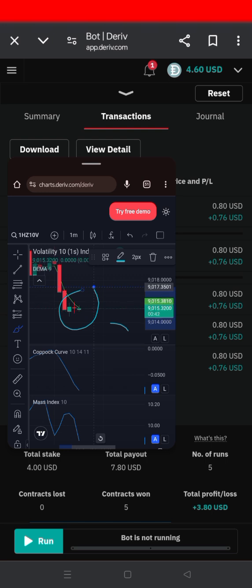You can see how it's behaving. If it goes down, we run our bot. If it goes up, we can just avoid trading. That's an entry you should consider entering. But let's see how the candlestick moves.